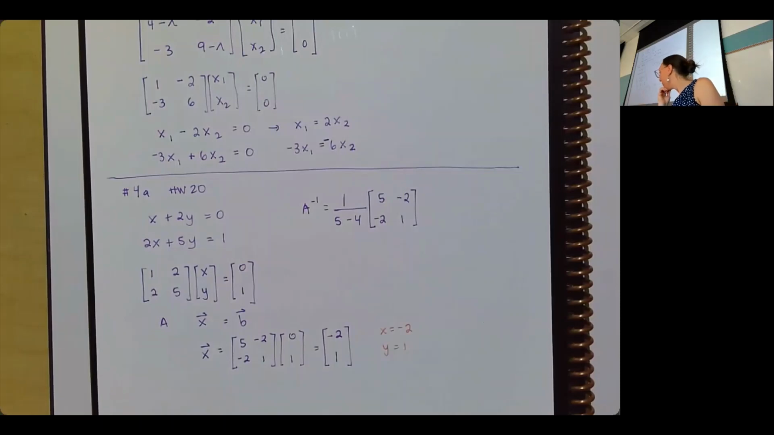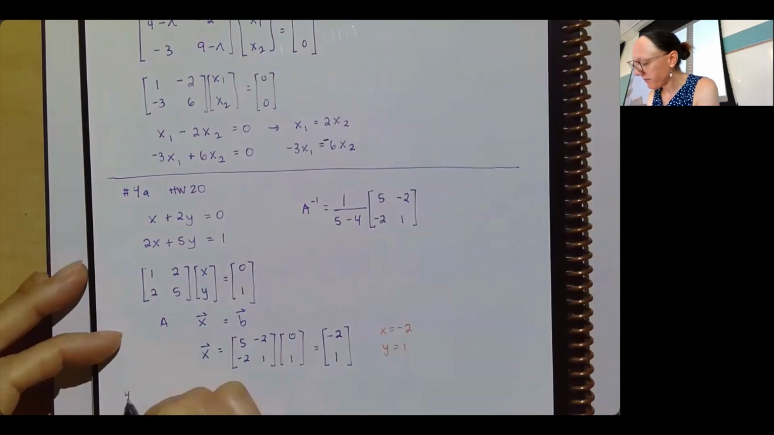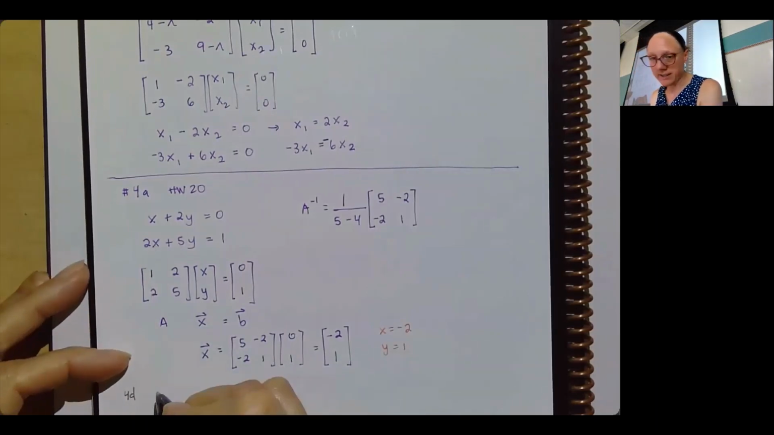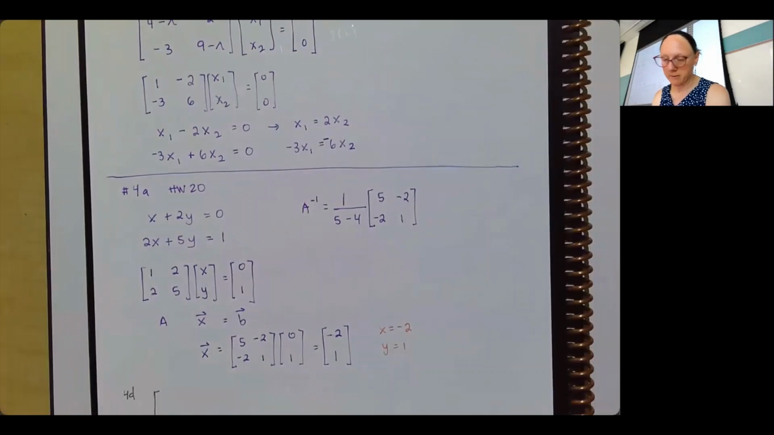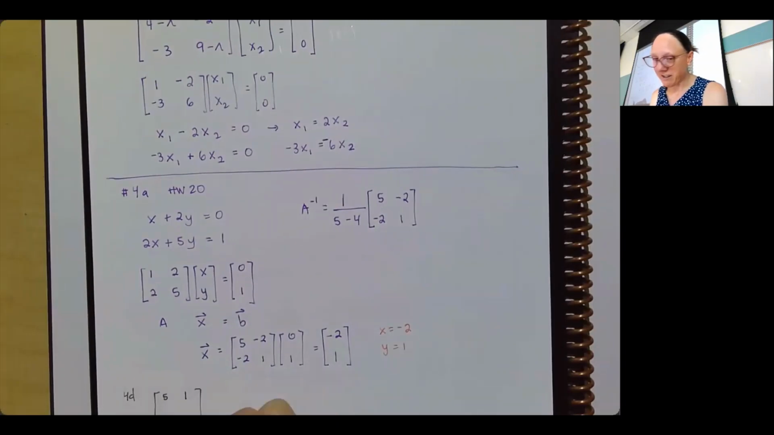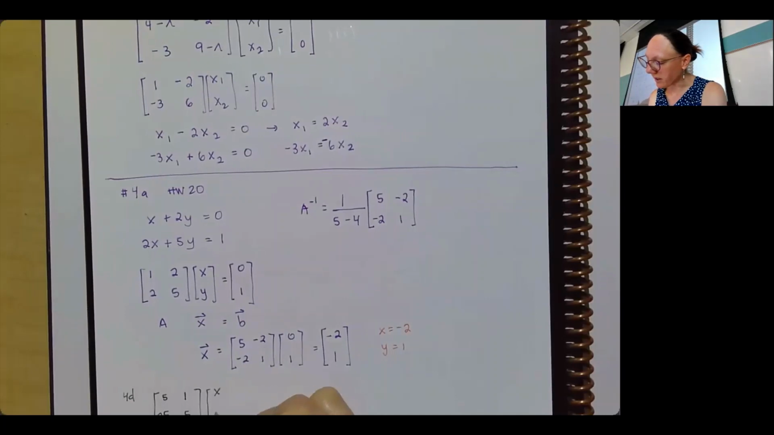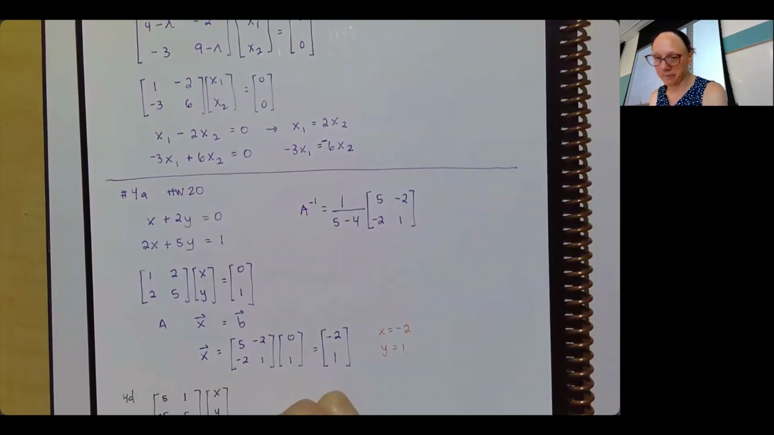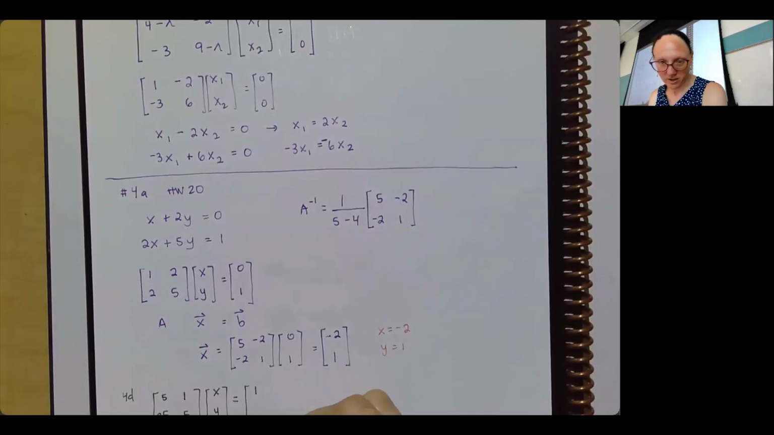Yeah. From that same assignment? Sure. So for D, I'm going to do the same thing and set this up as a matrix equation. So I am looking at 5, 1, 25, 5, and I can already tell interesting things will happen. It's equal to 1, 0, 0.